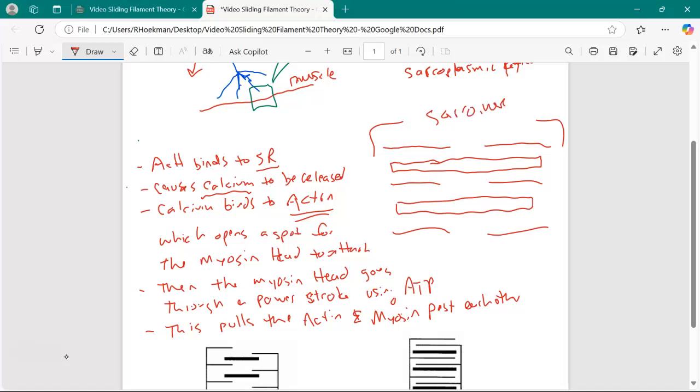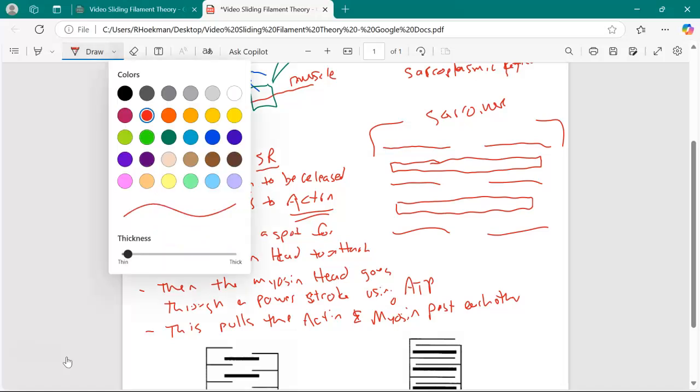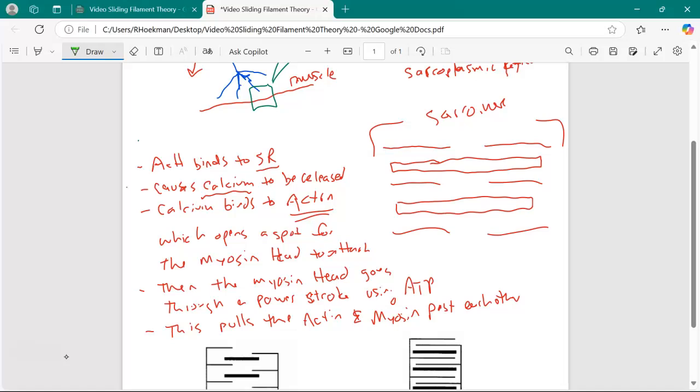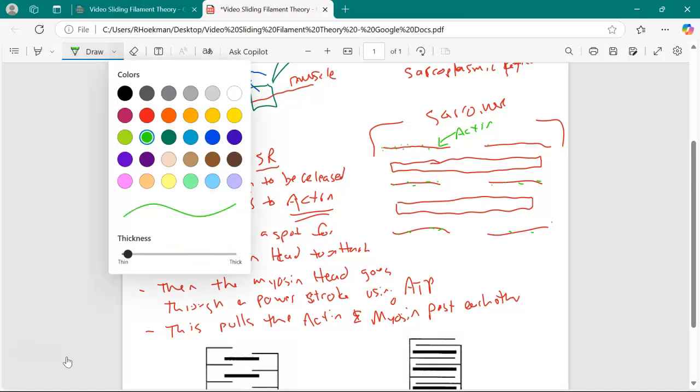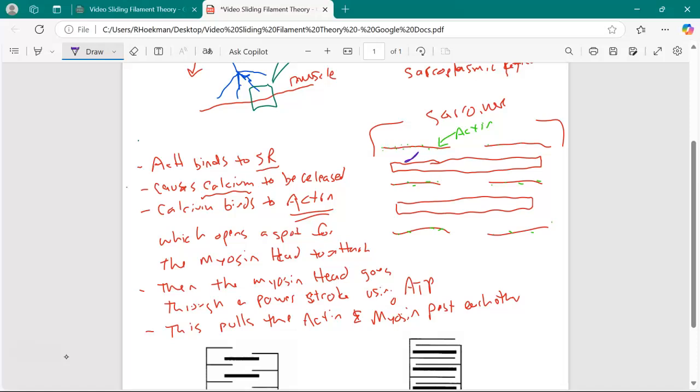Okay, so again, the ACh binds to the sarcoplasmic reticulum, calcium is released, and then the calcium is going to come and bind to the actin. So this little thing here is the actin, and this calcium binds to the actin. Okay, great. Why that's important is that it opens up a space on the actin where the myosin head can attach. On our myosin, it has those little heads that are attached to it.